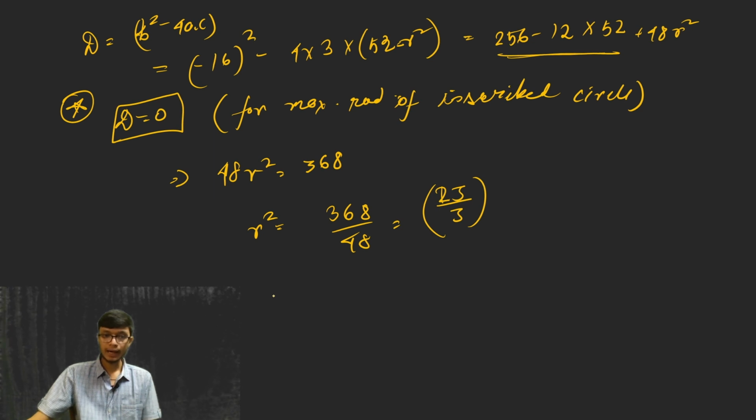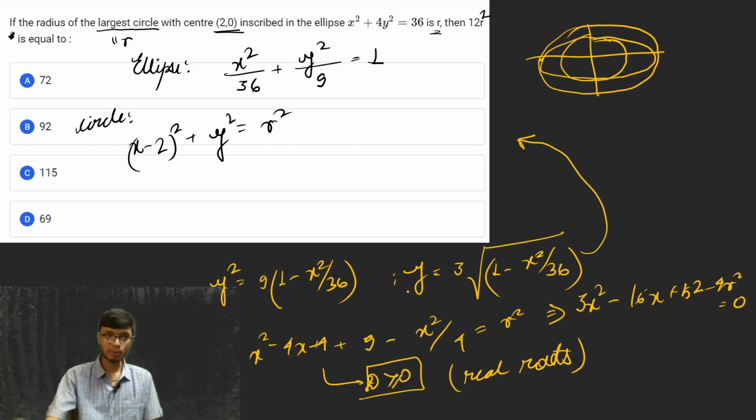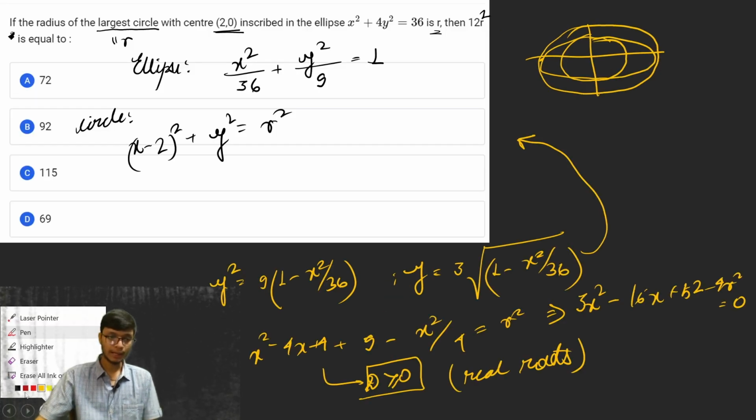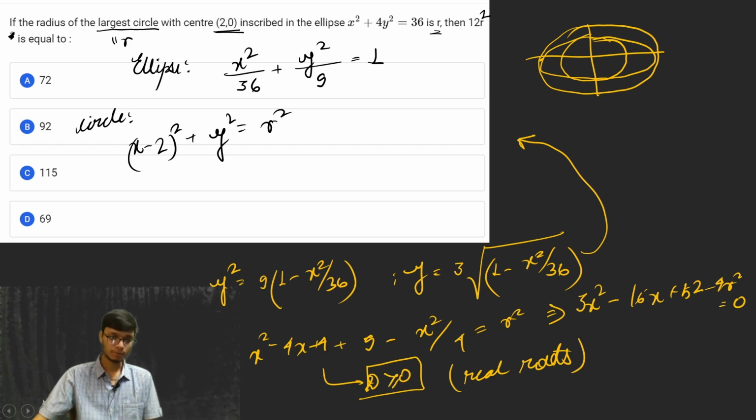Okay, 23 by 3, and I have to solve for 12 r square. So I have to multiply again by 12, so that is basically 4 into 23, which gives 92. So the right answer to this particular problem is option number B.